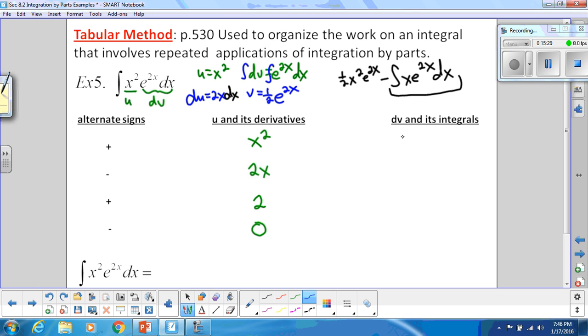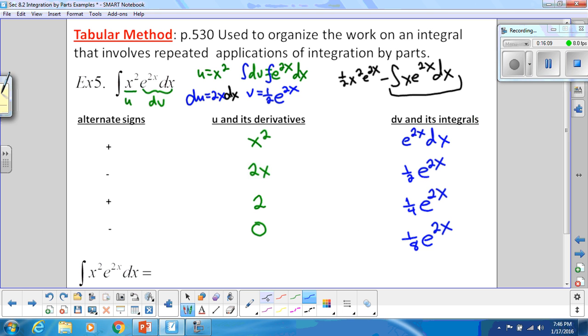Okay, so the third column is dv and its integral. So we designated dv to be e to the 2x dx. The antiderivative of that we already said was 1/2 e to the 2x. Now, if I did the integration of this again, then I would have to compensate again with the 1/2. So I would have a 1/2 for the compensation and also the 1/2 that was already there. So that would be 1/4 e to the 2x. And then if I did the integration again, I would be multiplying by a half again. So that would be 1/8 e to the 2x. And then I'm down to the fourth row, so I can stop there.